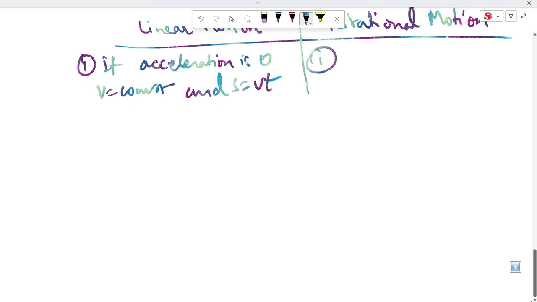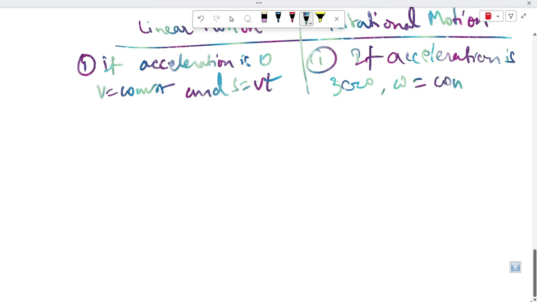What about rotational motion? If acceleration is 0, then we can write omega is equal to constant, and I can write that theta is equal to omega t. Here the angular displacement happens and theta is the angle subtended between the two position vectors, where V is replaced by omega and t is the time.